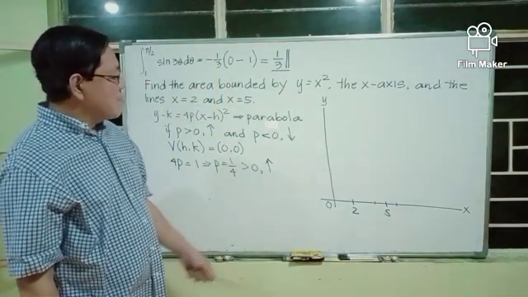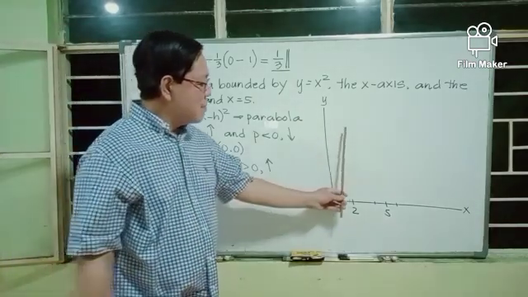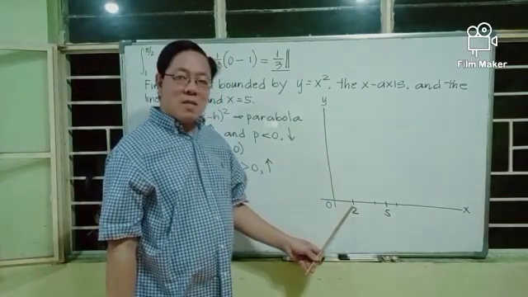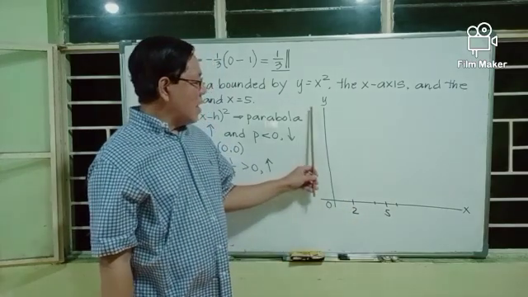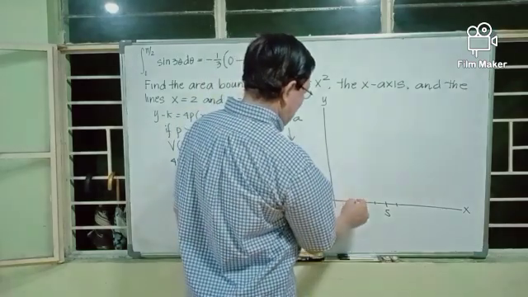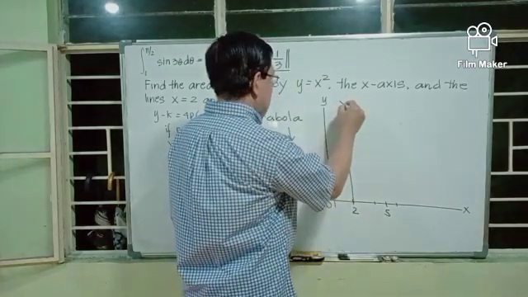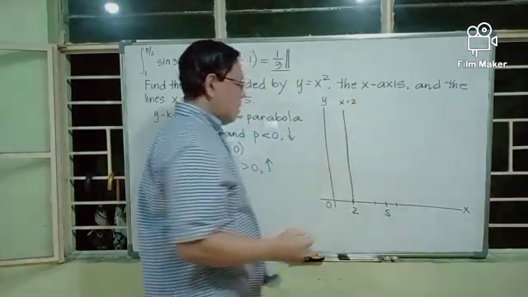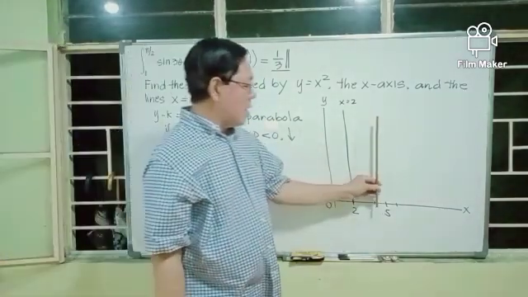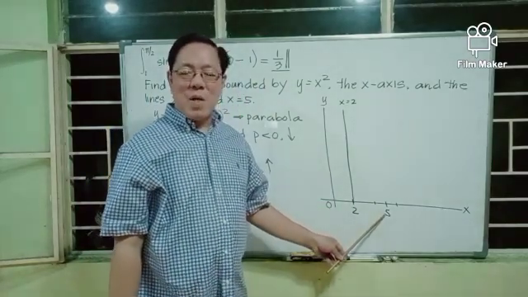Now, the lines are vertical. The line x equals 2 is a vertical line. It will pass through the x-axis at x equals 2. The line is vertical, parallel with the y-axis. The line x equals 5 is also a vertical line parallel with the y-axis and passing through the x-axis at the point x equals 5.